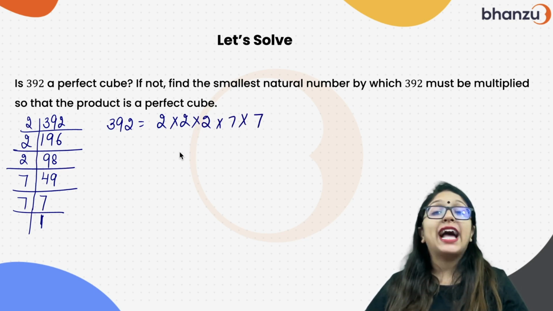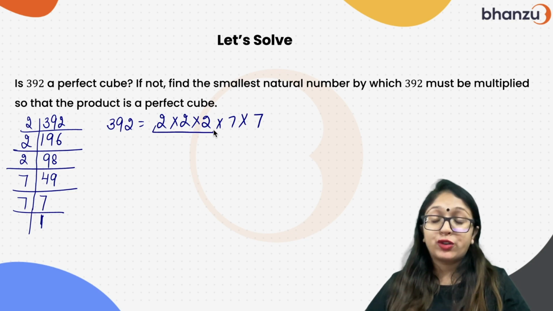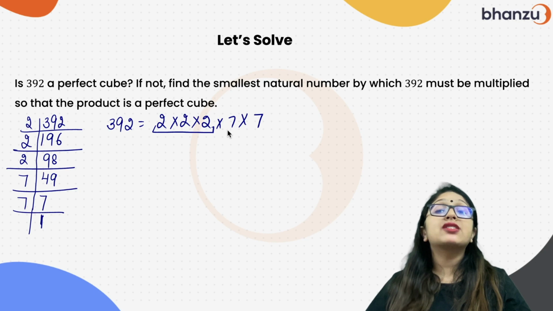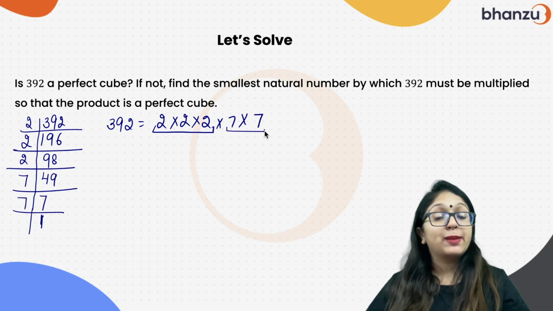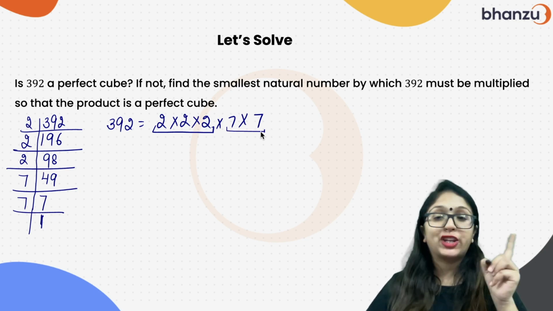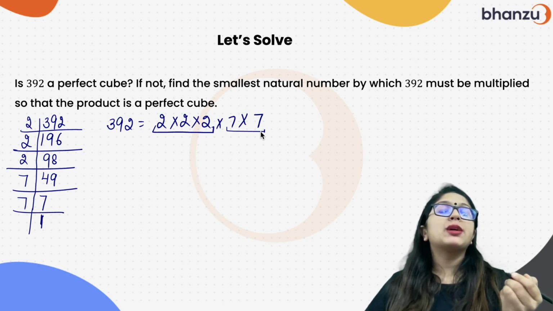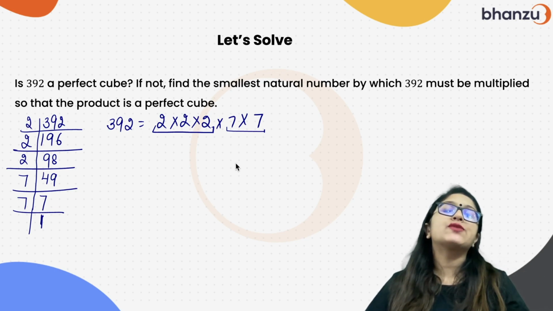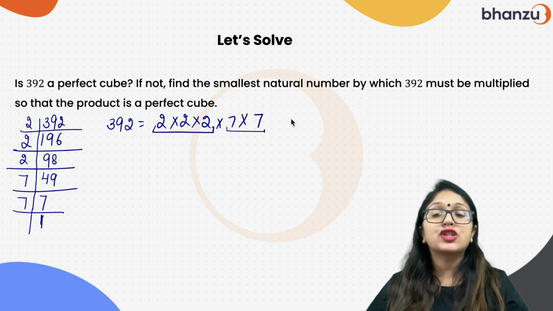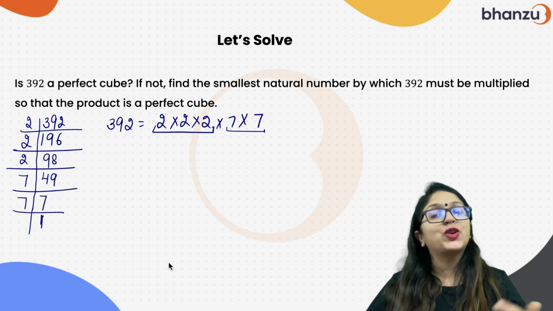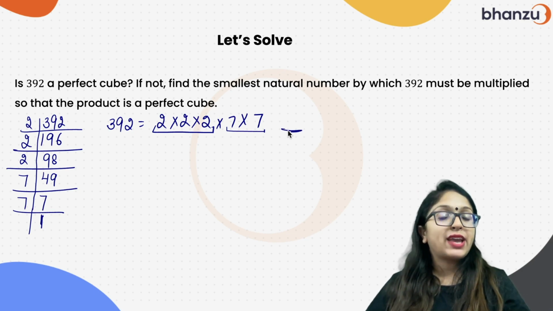So here we can see that we have the group of 2, right? The 2 is repeating 3 times, but 7 is repeating just 2 times, not 3 times. So definitely this is not a perfect cube. Then if it's not a perfect cube, find the smallest number by which it should be multiplied. Of course, we need to complete the group of 7 also, and that is going to be the smallest number that should be multiplied to make it a perfect cube. So we need one extra 7, right?